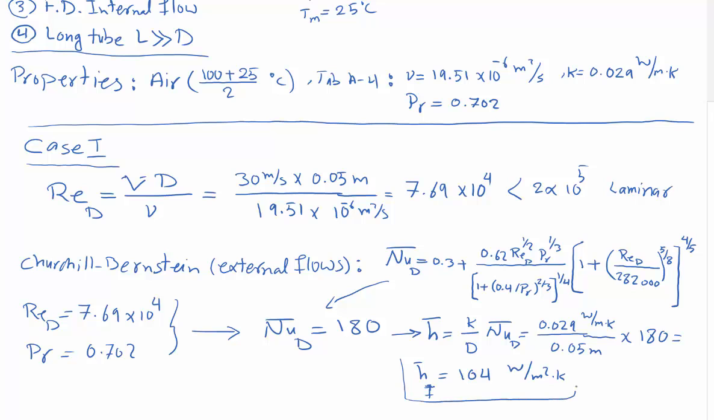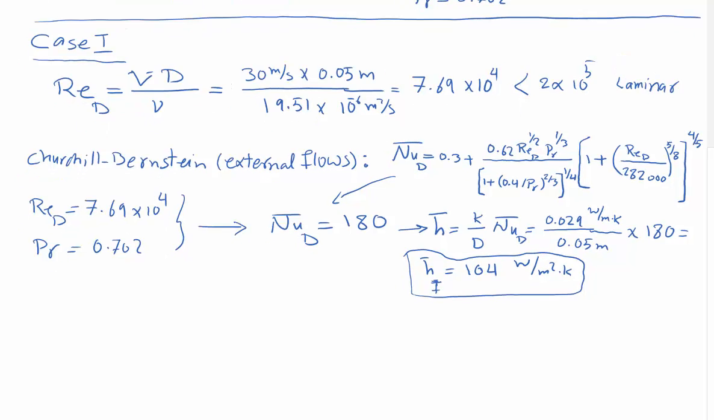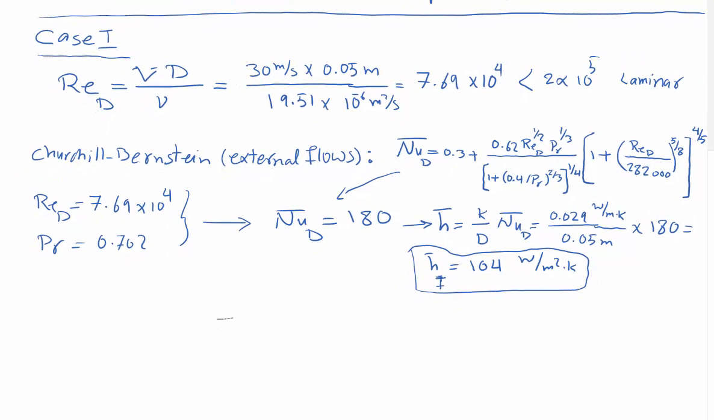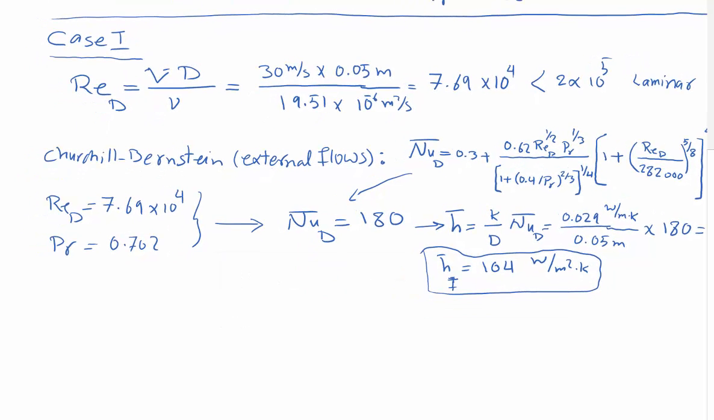So we box this one, so we're going to go back to it. Now we can also find the heat flux. Knowing the convection coefficient, heat flux of case 1 will be simply H bar of case 1 times Ts minus T infinity.